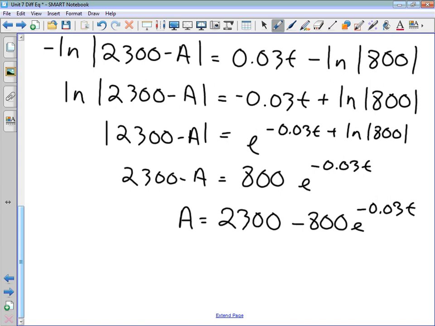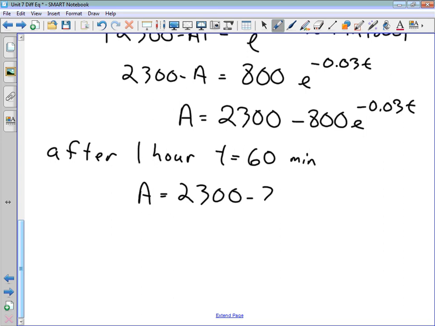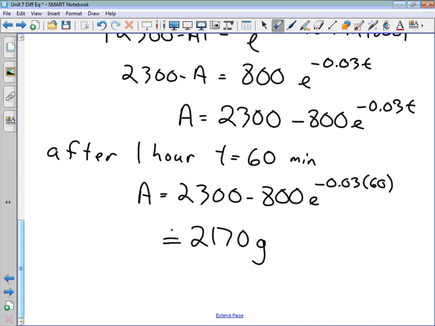So where do we want to go after this? Well, we wanted to find the amount of salt in the tank after 1 hour. So t here has got to be in minutes, so we'll just say after 1 hour, t equals 60, because this is in minutes, and so we can work out what this is. Our amount is going to be 2,300 minus 800 e to the negative 0.03 times 60. Punching this into our calculator, we get approximately 2,170 grams.